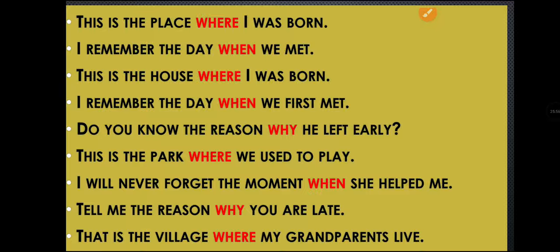I remember the day when we met. This is the house where I was born. I remember the day when we first met. Do you know the reason why he left early? This is the park where we used to play. I will never forget the moment when she helped me. Tell me the reason why you were late. That is the village where my grandparents live. Just look at the red colour words in the middle, they are functioning as relation. That is, they are joining parts of the sentence. That is why they are called relative adverbs.